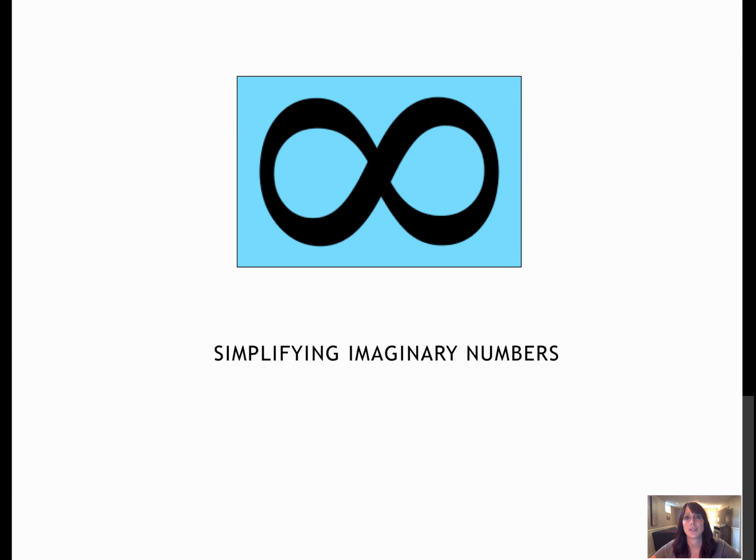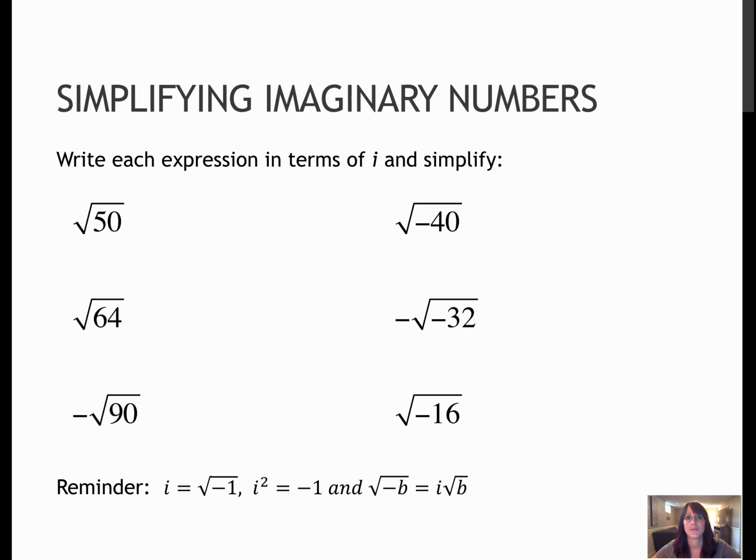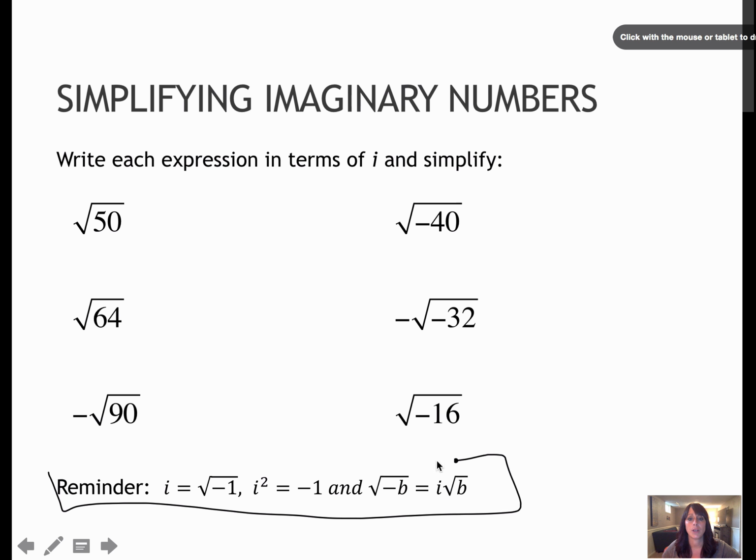This lesson is on simplifying imaginary numbers. Remember, we get an imaginary number whenever we try to take the square root of a negative value. So here's just a little reminder on the bottom of all of the things that we know about imaginary numbers, that i is the same as the square root of -1, that if I square that, of course, I would get a -1, and that if I take the square root of a negative value, no matter what, I'm going to move that negative to the outside as an i.